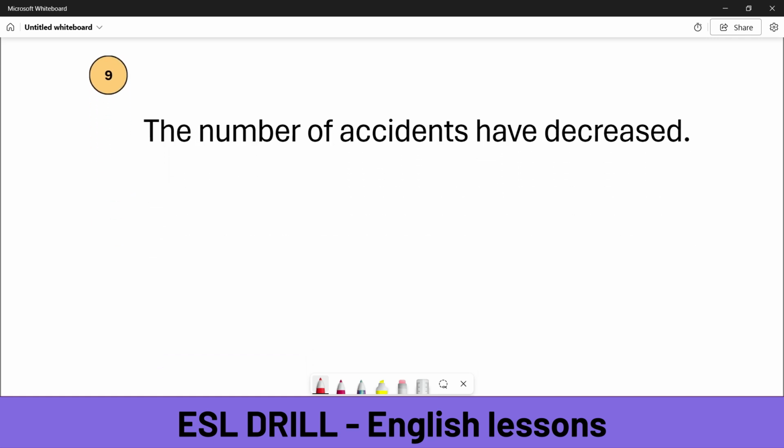Number 9. The number of accidents have decreased. What's wrong with this? Again, the subject-verb agreement. The number of accidents have decreased. Why? What's wrong here? We have plural subject and we have plural verb. You tend to think so, but that is not correct.